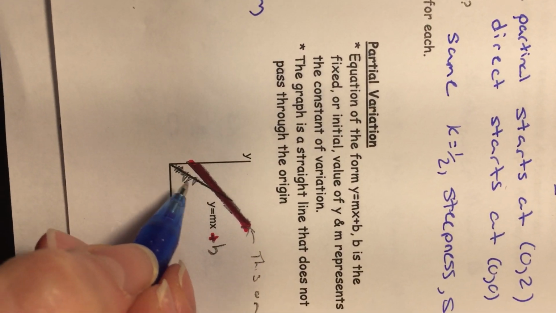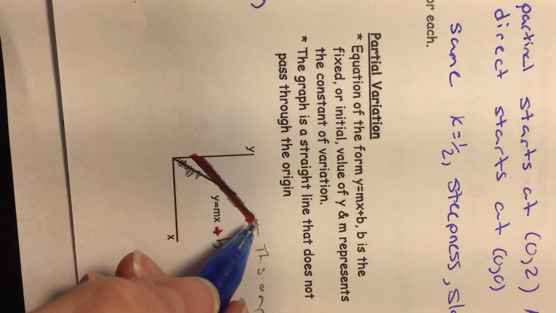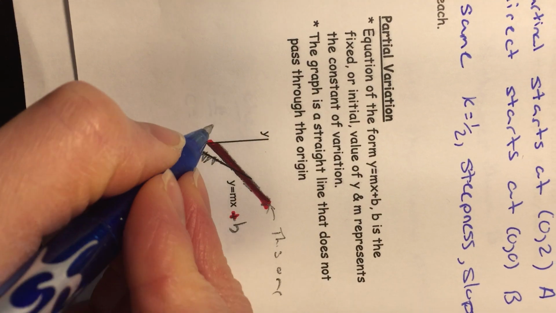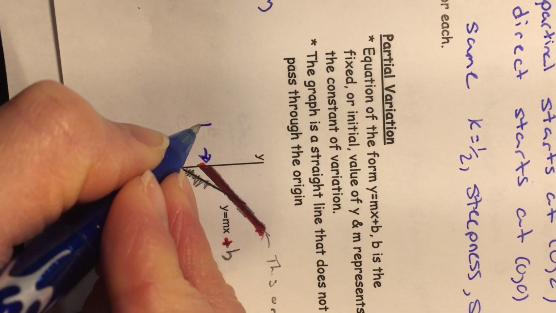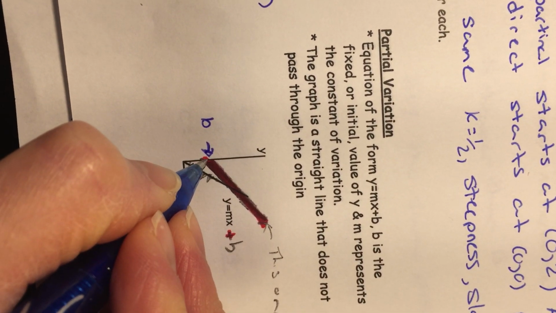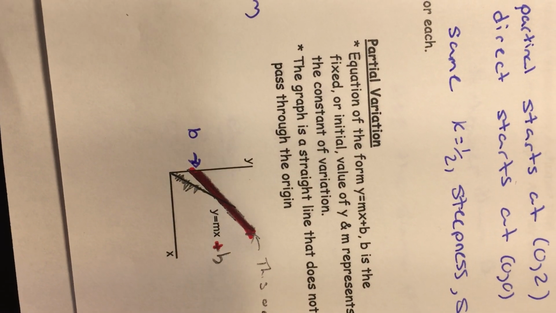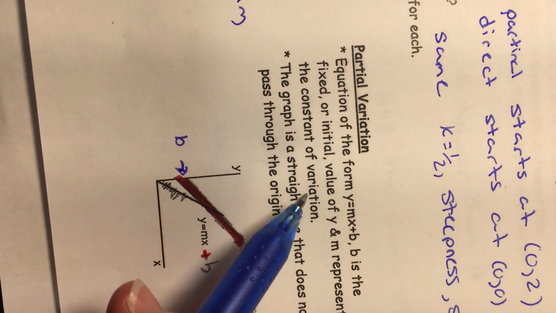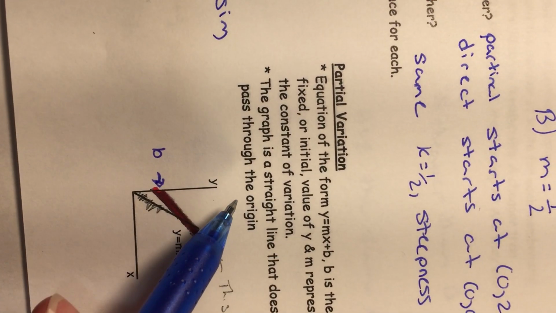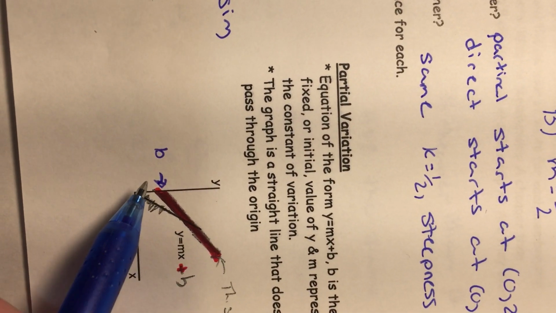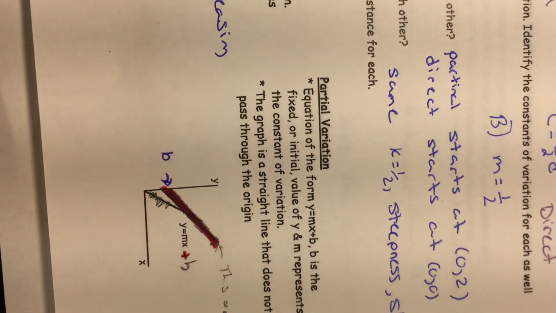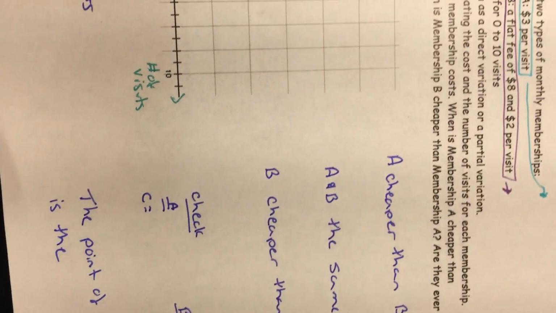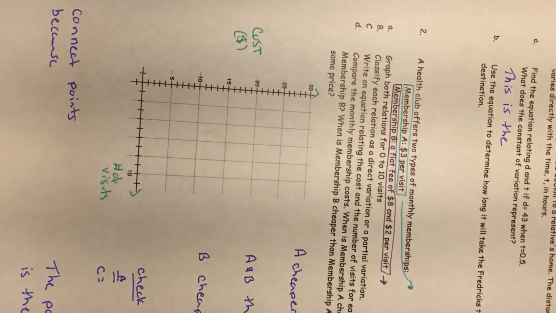Partial variation, please ignore the little boo-boo there. I'm talking about this graph here, and the equation always looks like y equals mx plus b, and this here is b. Whatever number is there is the starting number on the graph. B is the fixed or initial value of y, and m represents the constant of variation. The graph is a straight line that does not pass through the origin. That's your key thing you're looking for. Through the origin, not through the origin. Oops, I'm going to stop there.